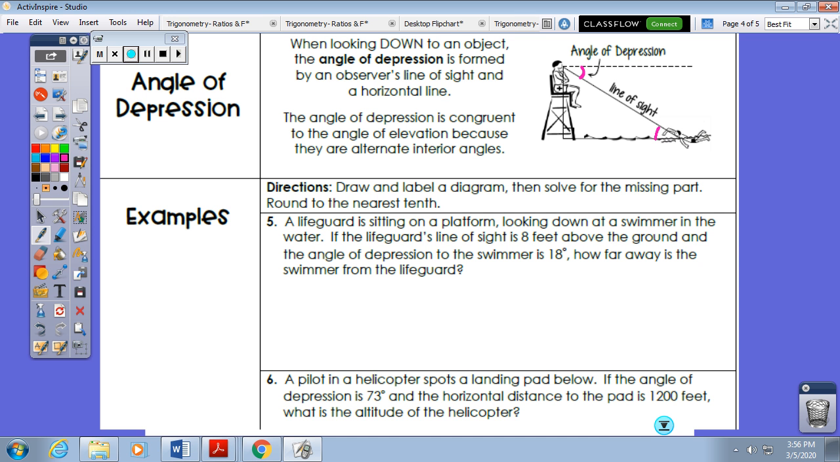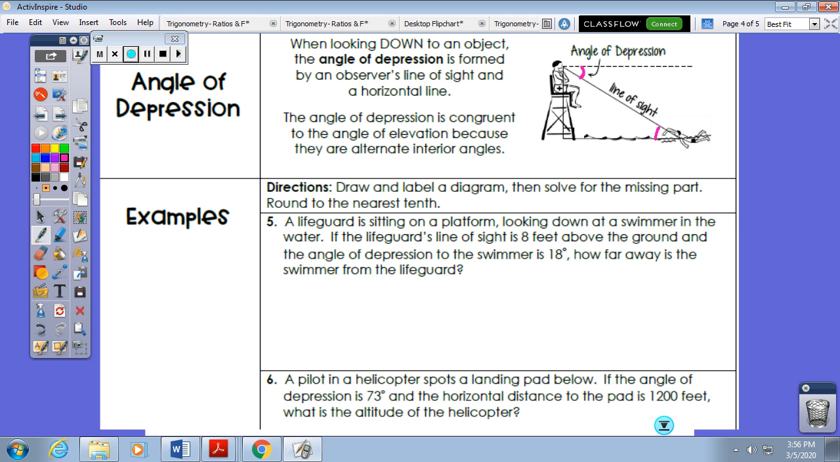Okay, draw and label the diagram, solve for the missing part, round to the nearest tenth. A lifeguard is sitting on a platform, looking down at the swimmers in the water. The lifeguard's line of sight is 8 feet above the ground, and the angle of depression to the swimmer is 18 degrees. How far away is the swimmer from the lifeguard?